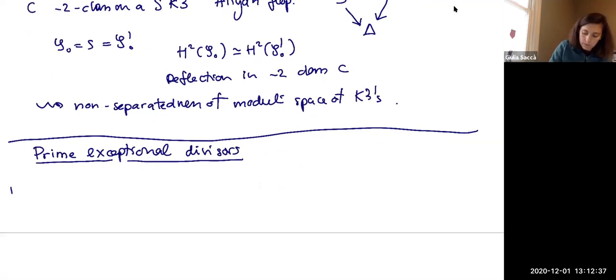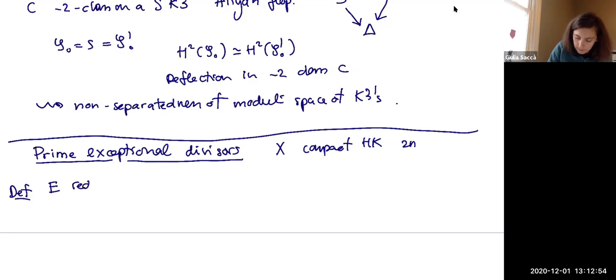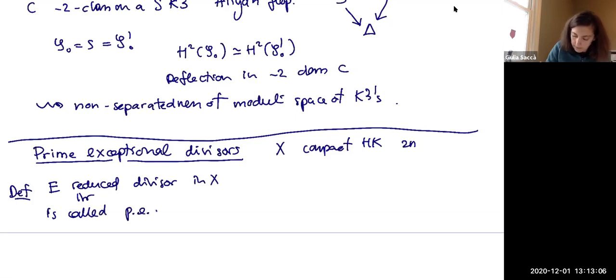Okay, so definition. X will always be a compact hyperkähler, irreducible in the sense of last time, of dimension 2n. Let E be reduced and irreducible, a prime divisor. E is called a prime exceptional divisor if the Beauville-Bogomolov form of E is less than zero.